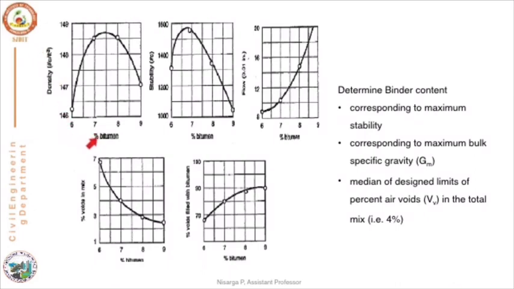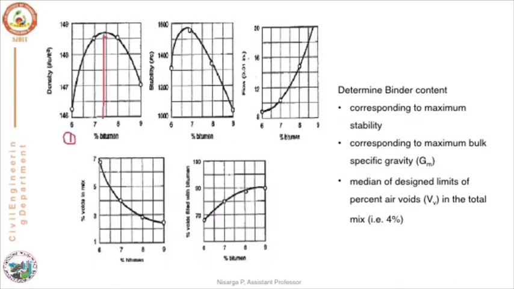Now the first graph is the binder content versus the density. This chart indicates that as the percentage of bitumen content increases, the density increases up to some optimum point, and then the density value reduces. This is because as the bitumen percentage increases, the volume of aggregates is replaced by the bitumen, and as the volume of aggregates is reduced, the density value also reduces. Using this graph, you have to find out the binder content at the maximum density value. So here you will have one binder content.